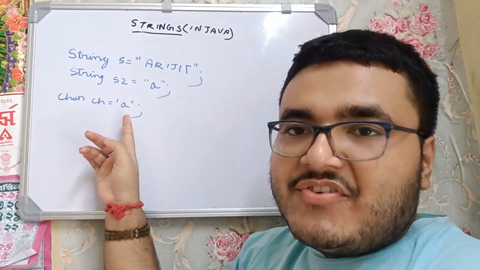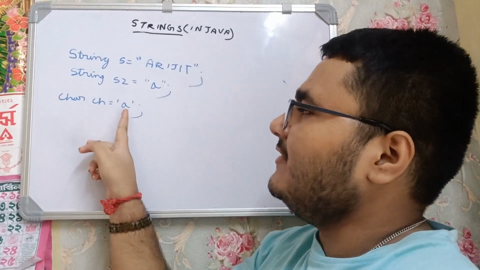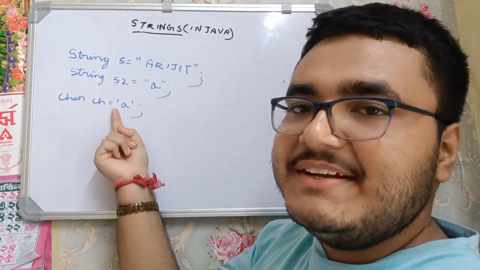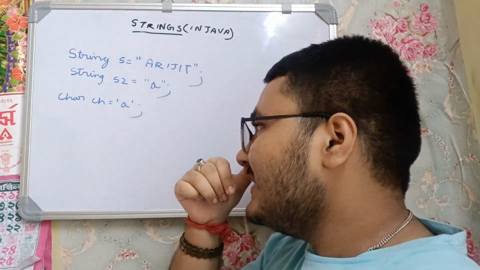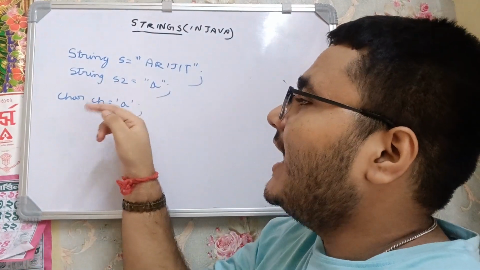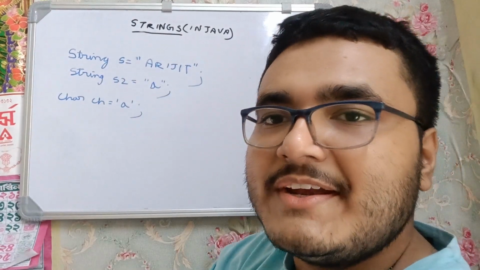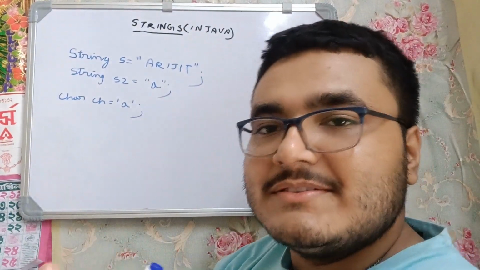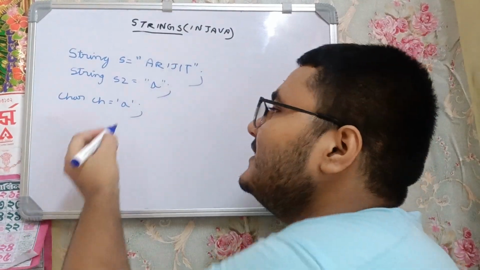So there is a difference between this and this. If I am talking about a single character, it starts with a single quote and closes with a single quote, single inverted comma. But a string should start with a double quote and end with a double quote. This represents a string. And as I said, a single character can also be treated like a string.